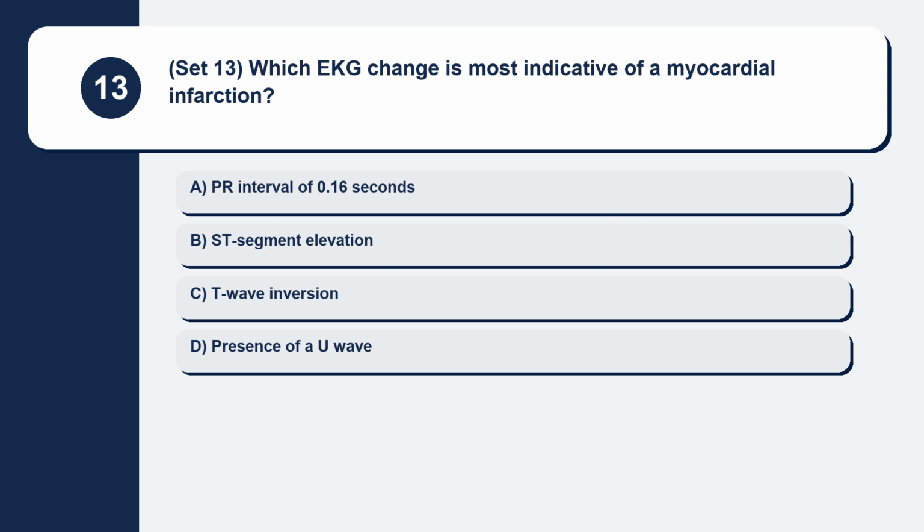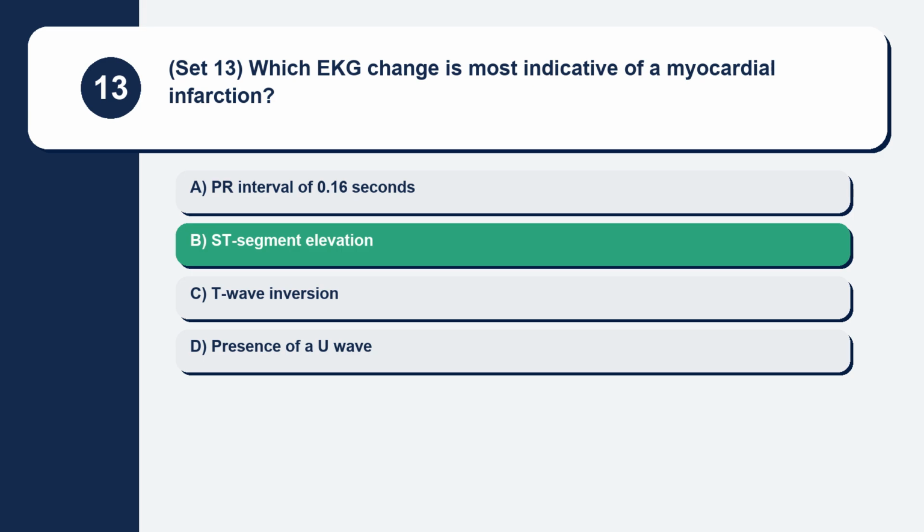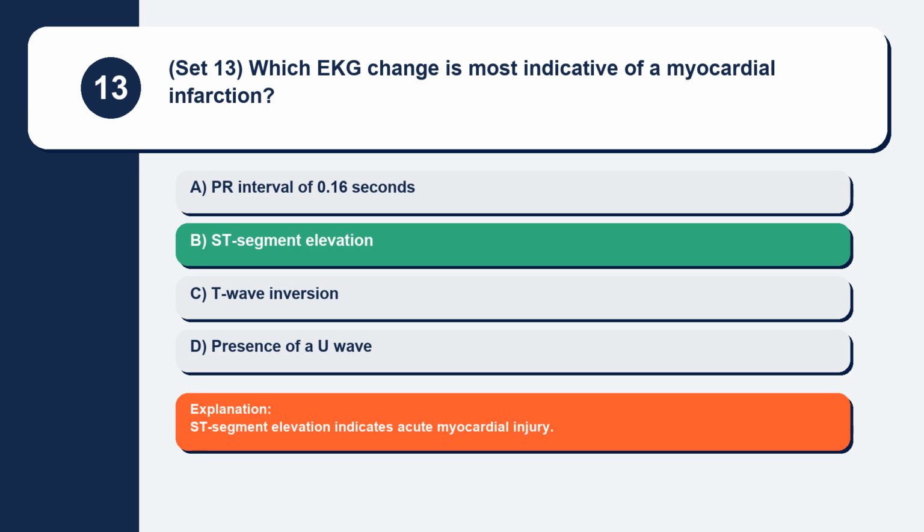Question 13. Set 13. Which EKG change is most indicative of a myocardial infarction? PR interval of 0.16 seconds, ST segment elevation, T wave inversion, presence of a U wave. ST segment elevation indicates acute myocardial injury.